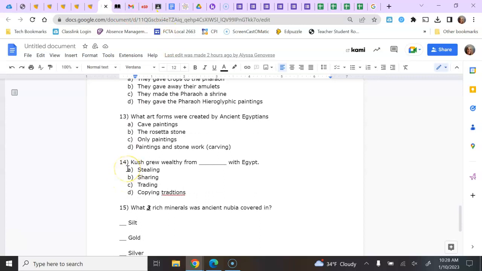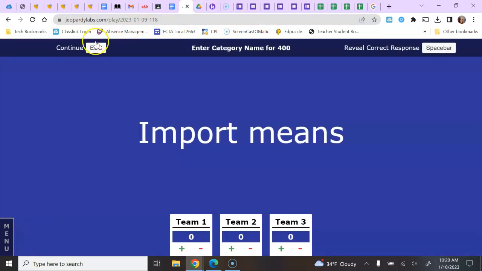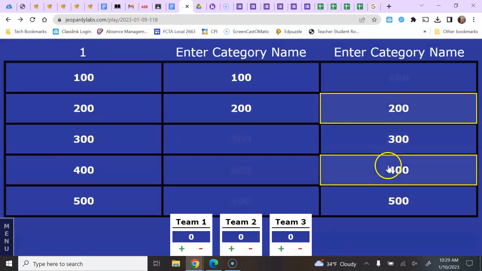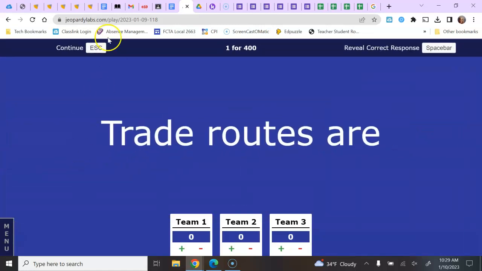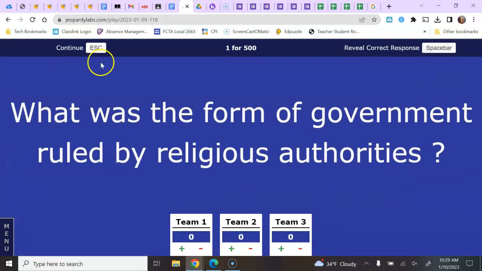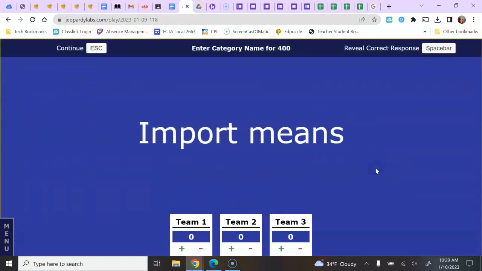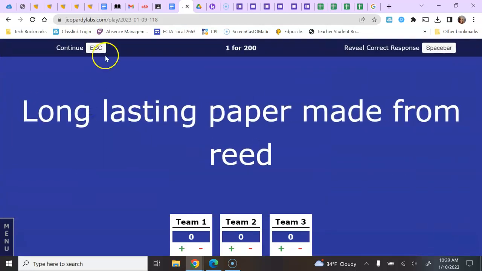All right, number 14. Cush grew wealthy from blank with Egypt. Is it stealing, sharing, trading, or copying traditions? Cush got wealthy by what? I've got to find this one again. Cush got wealthy by what? Of course, I'm not going to be able to find it now, right? Holy bananas. All right, I might not be able to help you with this one.